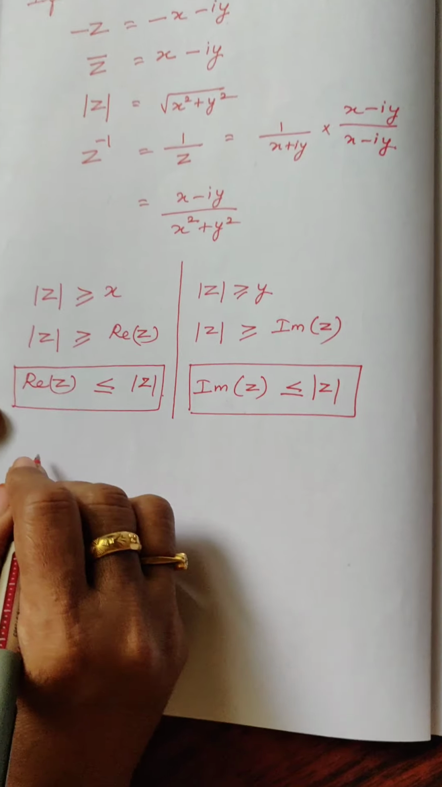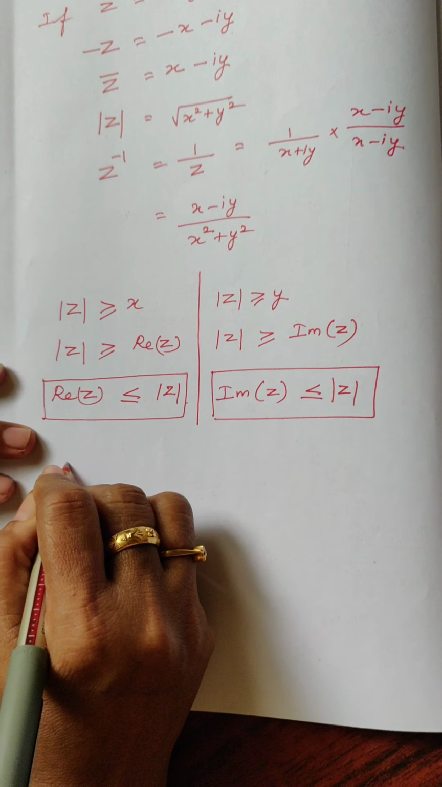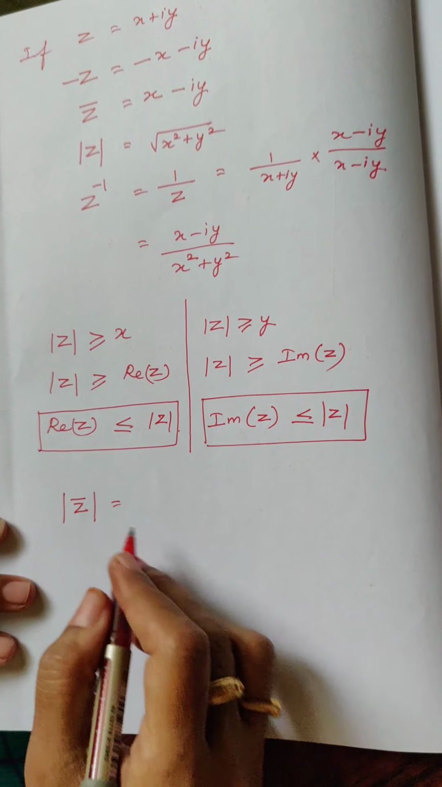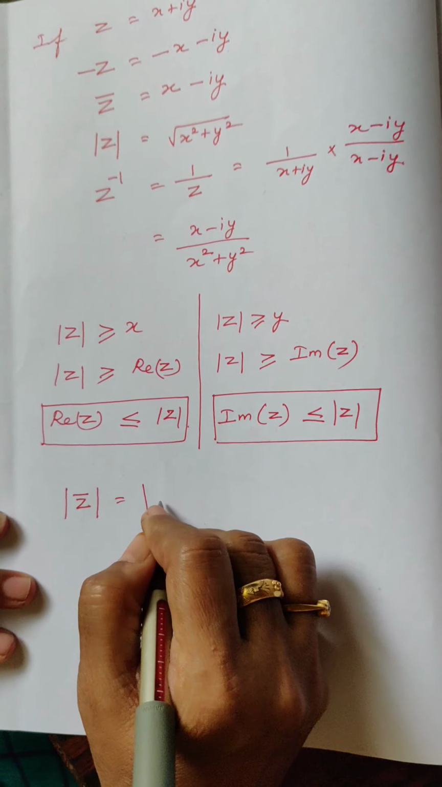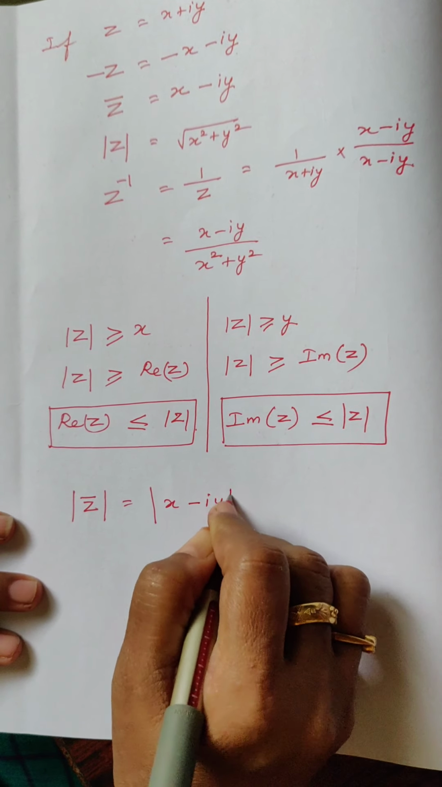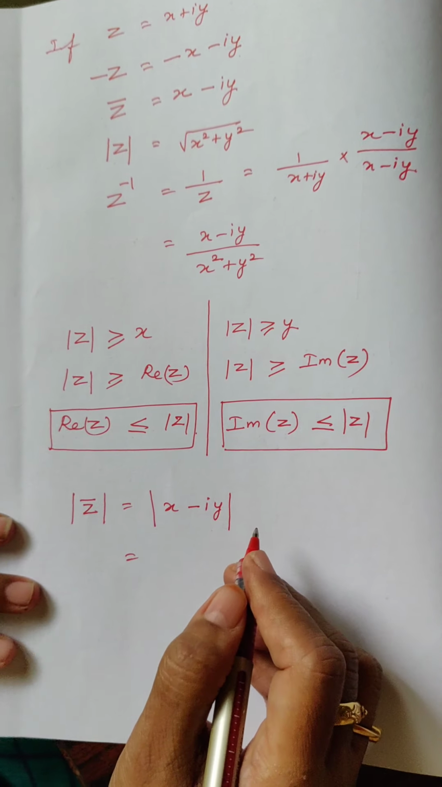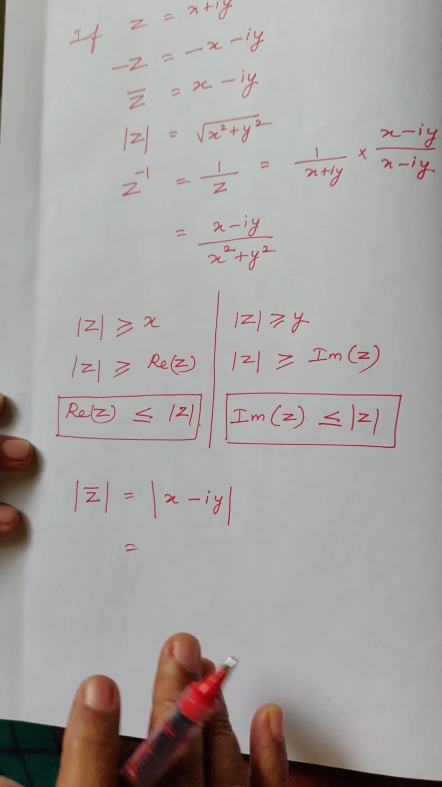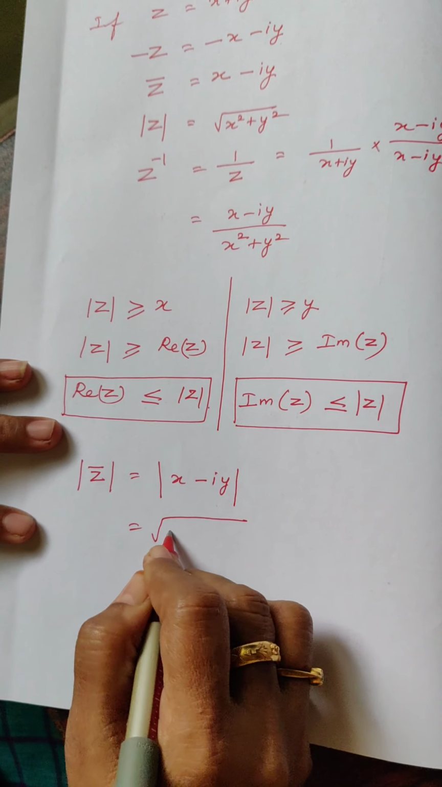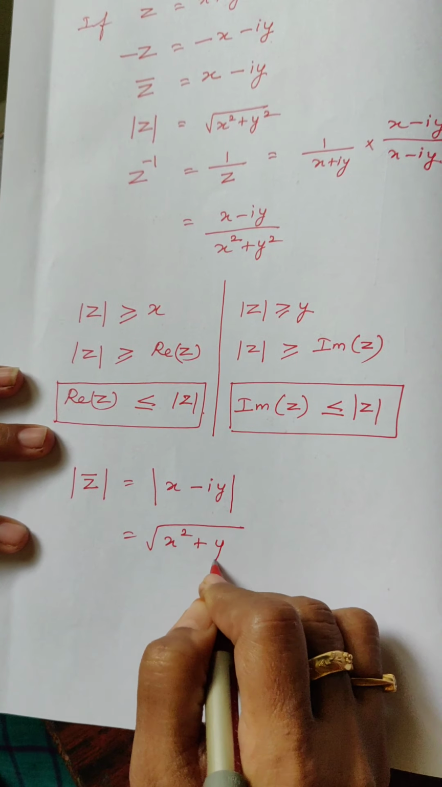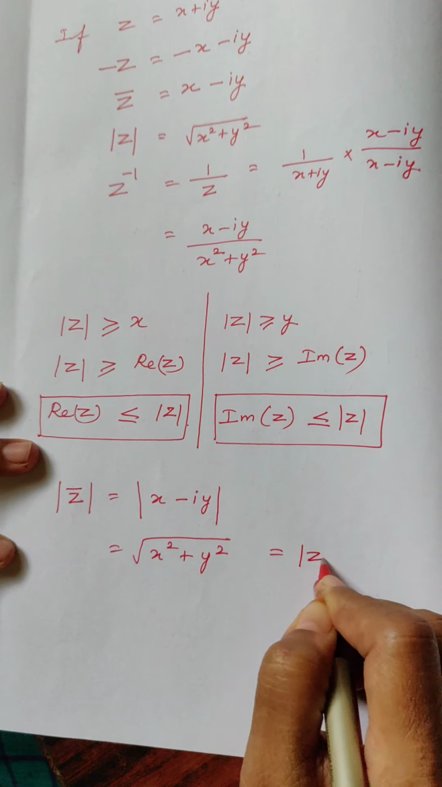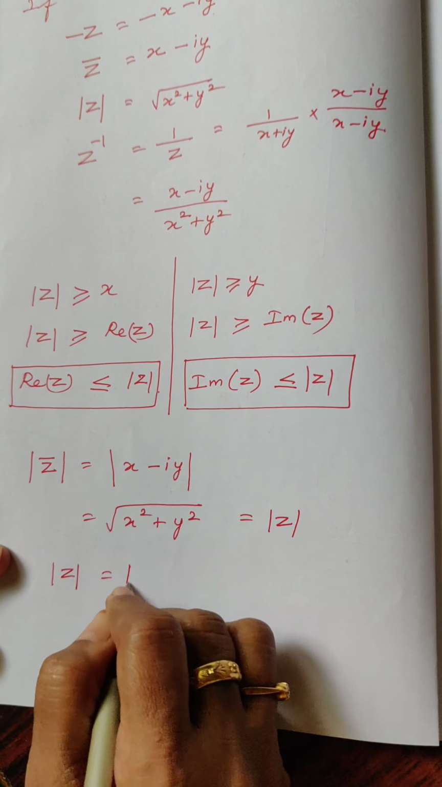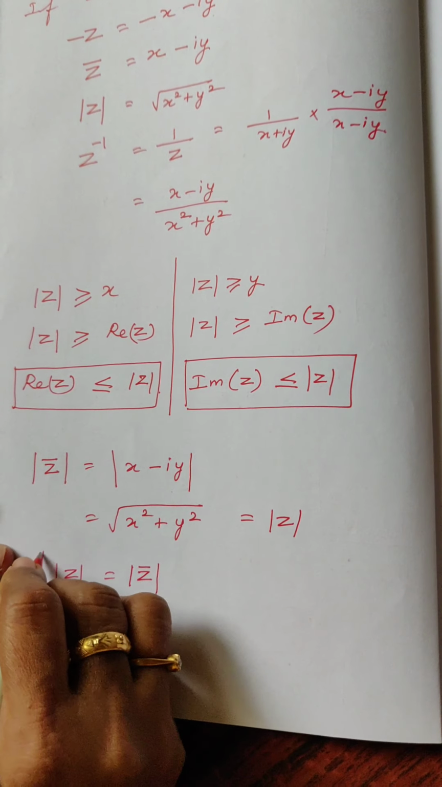Next we are going to see one more property. What do you think about modulus of z bar? I want to find out modulus of z bar. Already you know that z bar is x minus iy. How to find out modulus? Just take the real part square and the imaginary part square, then add those two. So root of x square plus y square. This is nothing but modulus of z. So we are coming to know that modulus of z is equal to modulus of z bar. This is one more result.